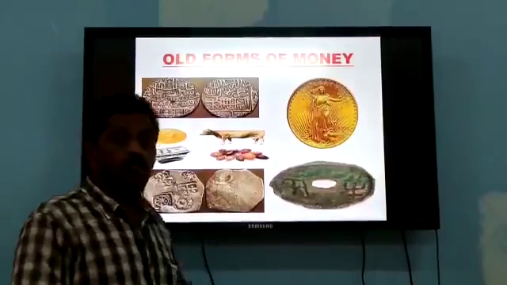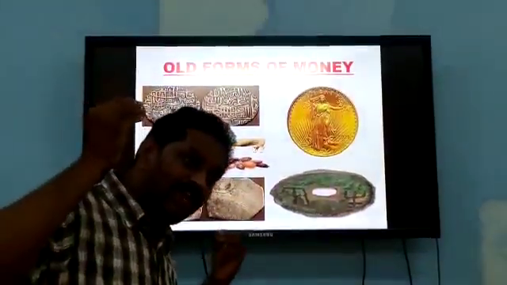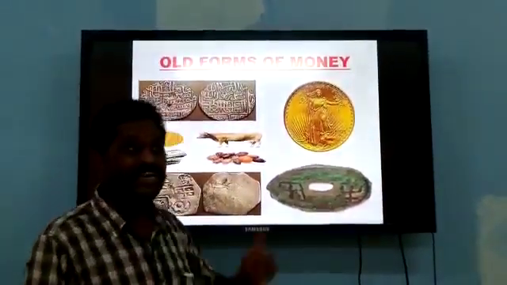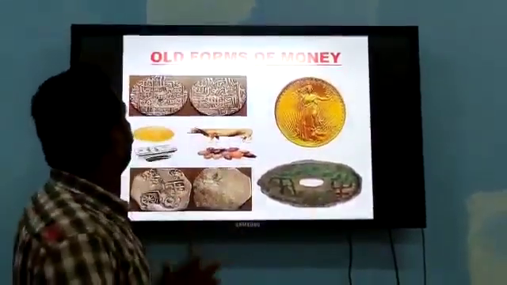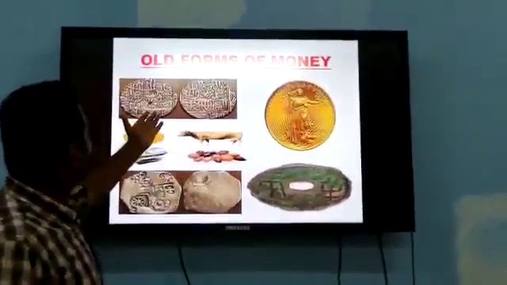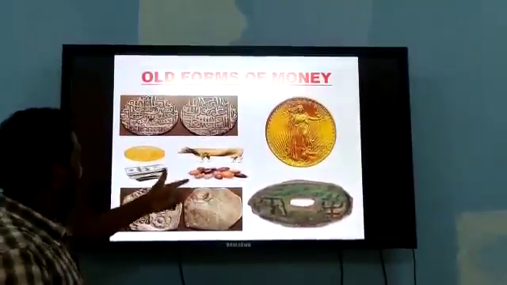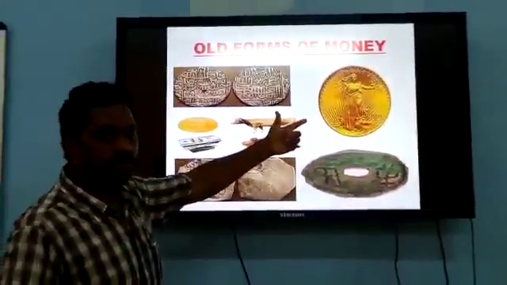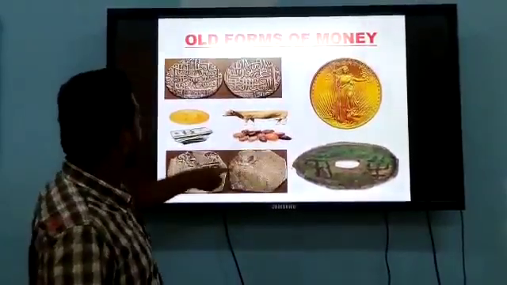In the same way, old forms of money. Money is not new to us. In olden days also money was there, but it was in different forms. Now, modern forms are different. If you see old forms, you observe the coins, the seals, the stones, paper currency, gold currency. There are gold coins, silver coins, aluminum coins, stone.